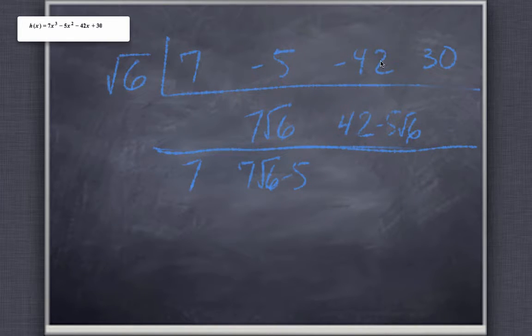So if I add these up, I get minus 42 plus 42. That cancels, and I'm left with minus 5 root 6. Multiply that times root 6, and I get minus 30. And again, 0.